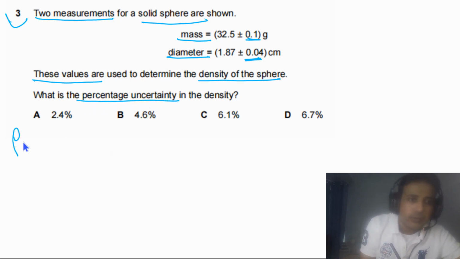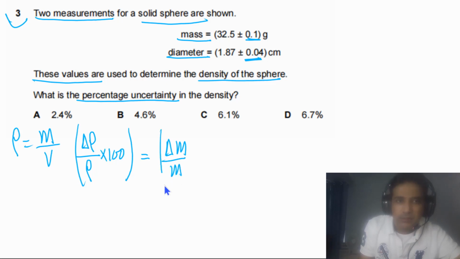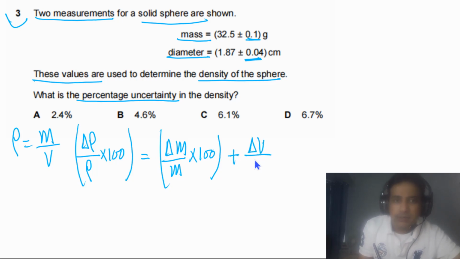First of all, we need to understand density is equal to mass over volume. So the percentage uncertainty in density we can write down as delta rho by rho multiplied by 100. So this is the percentage uncertainty in density, and this one has to be equal to the percentage uncertainty in mass. So we have the percentage uncertainty in mass here plus the percentage uncertainty in volume. So we have absolute uncertainty divided by the volume multiplied by 100.